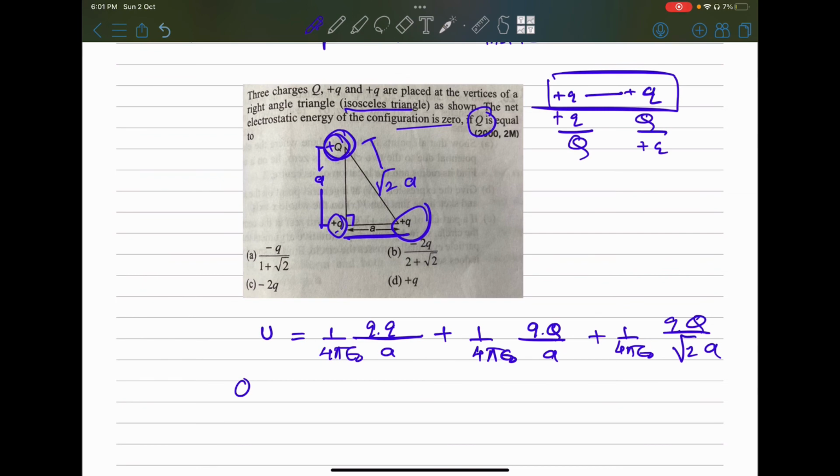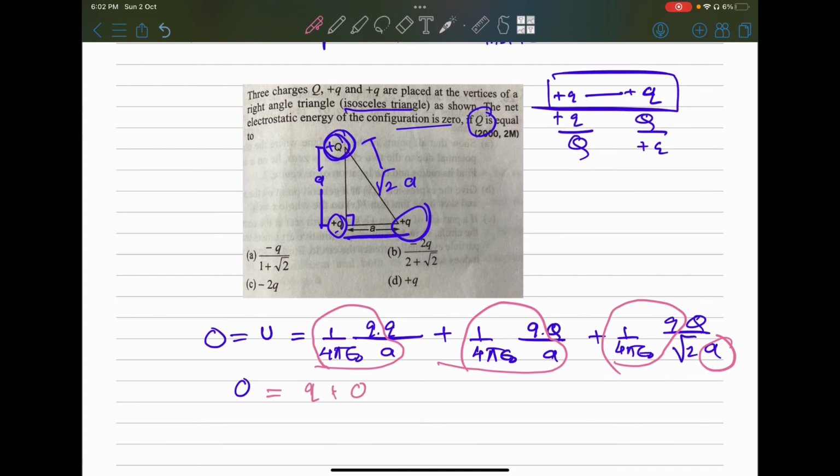Okay, so let us make this 0. You can see this part is common in each of the terms. So what we are left with is q plus capital Q plus q upon root 2. We equate it to 0, and we have to find Q. So it is nothing but minus small q, q common, 1 plus 1 upon root 2. This implies capital Q is minus q upon 1 plus 1 upon root 2.